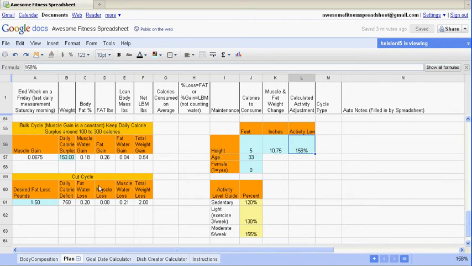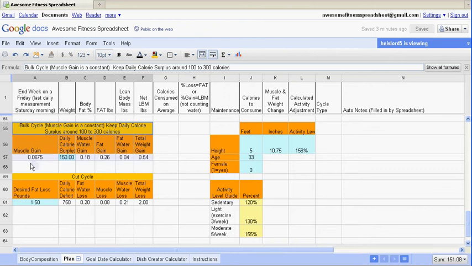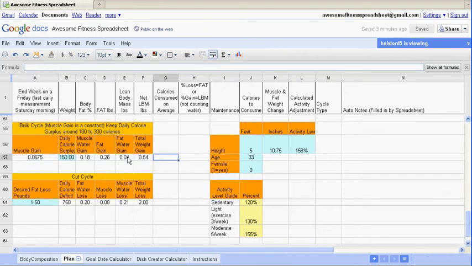Okay, now let's go over here and look at the bulk and cut cycle information. This is telling you, you put in your calorie surplus for bulk cycles. You want to keep that very low. I used to think it was supposed to be a lot, and I had to revamp the spreadsheet because I didn't have all the scientific numbers accurate at that time.